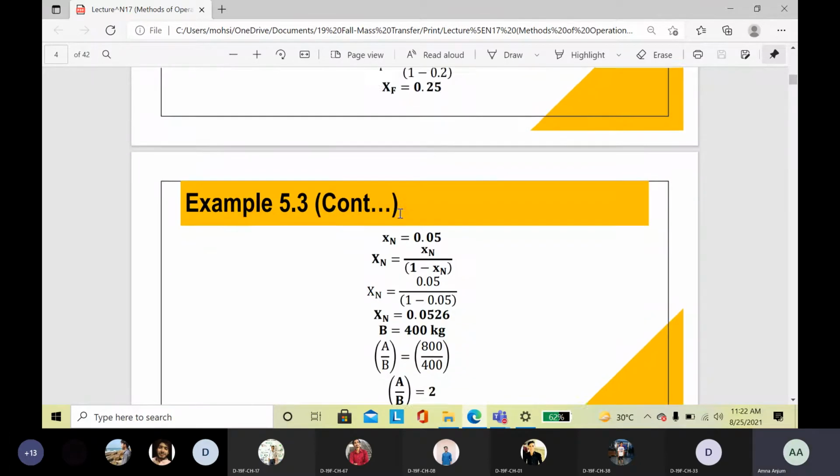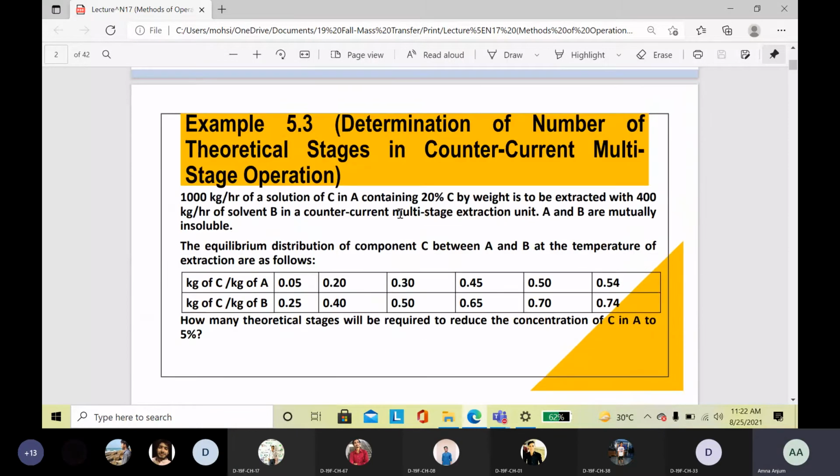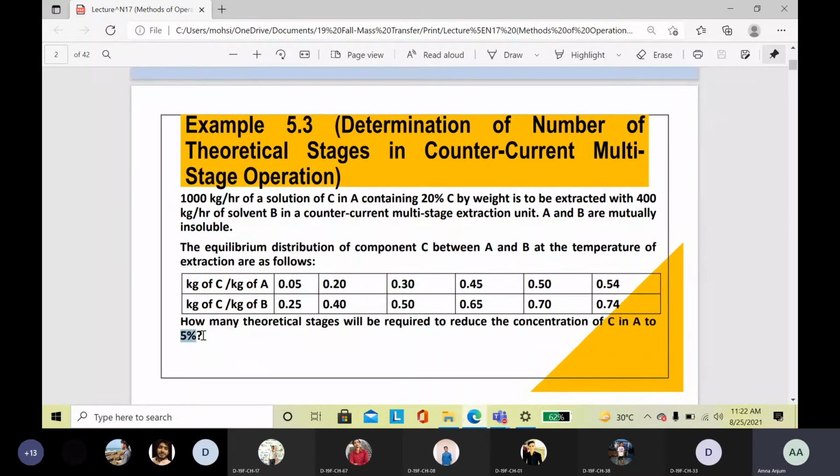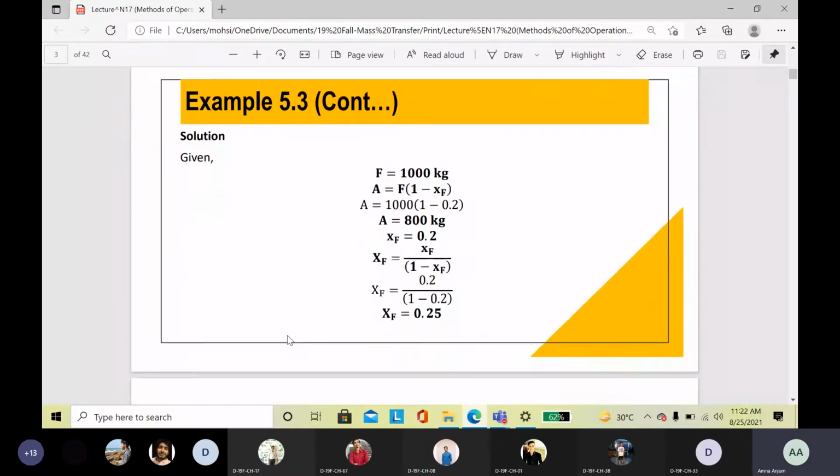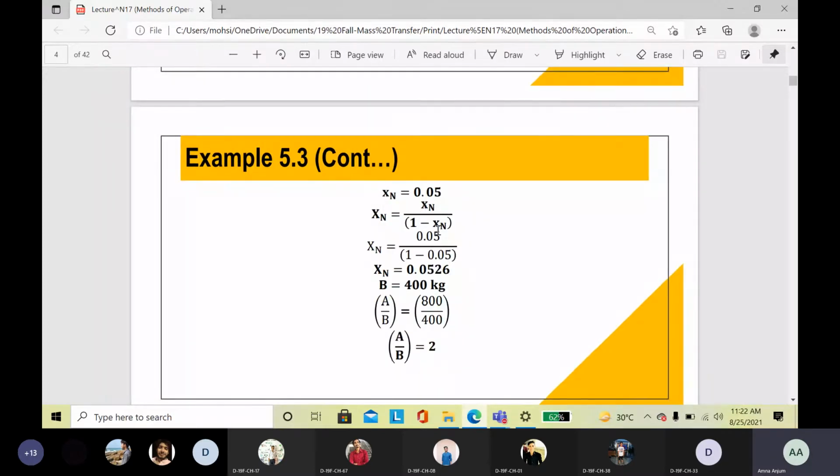XN is 0.05, which is given here, and we have to find the number of theoretical stages up to this point. Since our xn is 0.05, capital XN would be small xn over 1 minus xn, that is 0.05 divided by 1 minus 0.05, that is XN is 0.0526. B we have is 400 kg, so we can find out LM over GM, that is A over B, the slope of the operating line, that is 800 over 400, which is equal to 2.